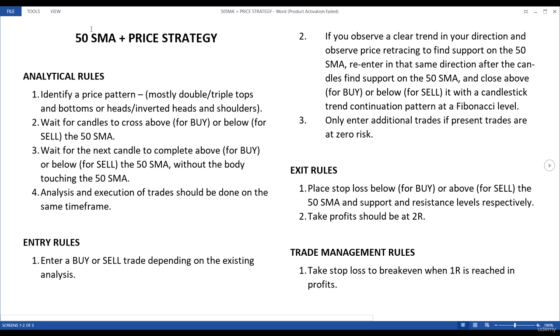So the first strategy we will be looking at is the 50 simple moving average plus price strategy. So what this strategy tends to do is give us entry signals based on the 50 simple moving average indicator, and also with price patterns. Okay, so price patterns like double tops, double bottoms, triple tops, triple bottoms, heads and shoulders, and other price patterns which we've looked at in this course. We tend to use these price patterns with the 50 simple moving average in order to find good entry signals.